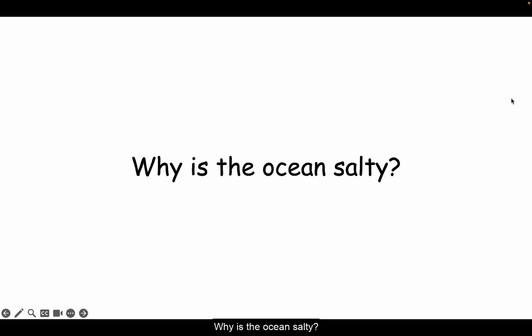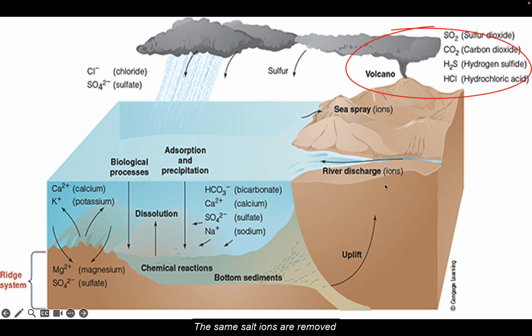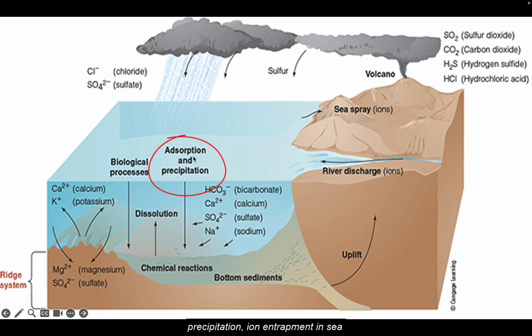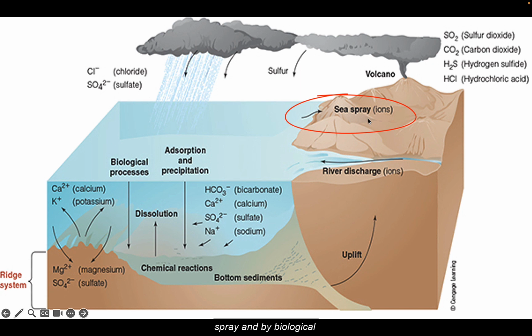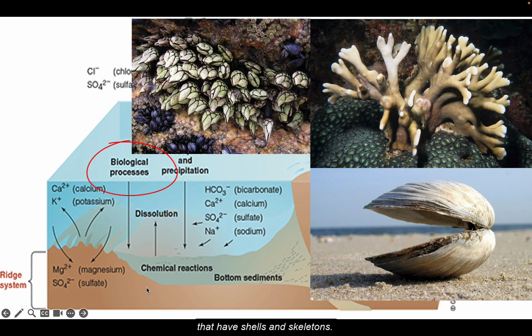Why is the ocean salty? Salt ions enter the ocean primarily through river discharge and volcanic eruptions. The same salt ions are removed from the ocean by adsorption and precipitation, ion entrapment in sea spray, and by biological processes. An example of a biological process that removes salt ions from the ocean is the growth of marine organisms that have shells and skeletons.